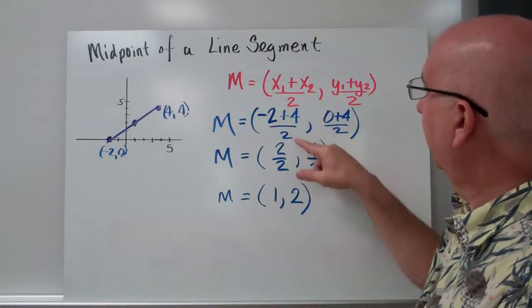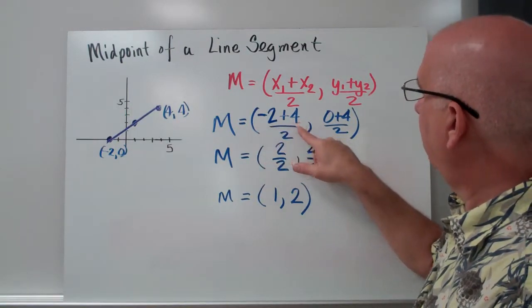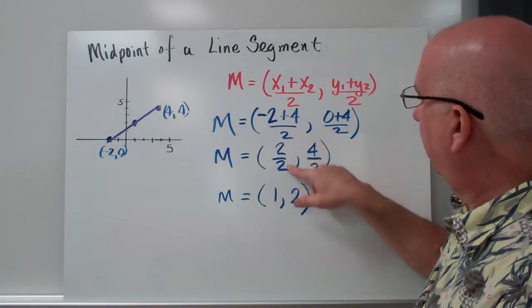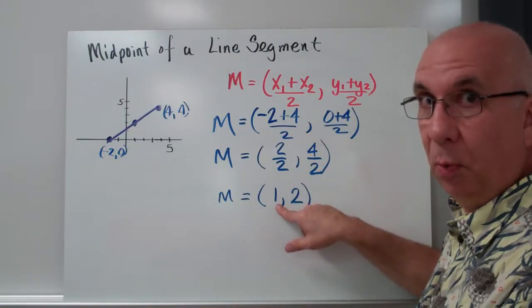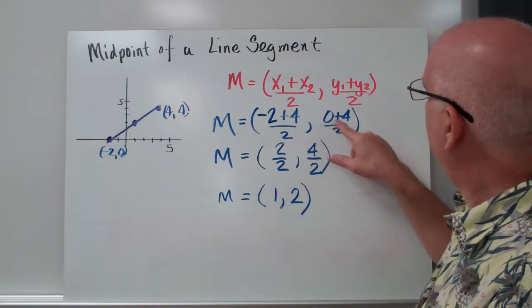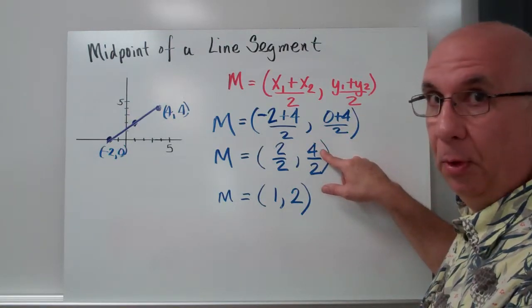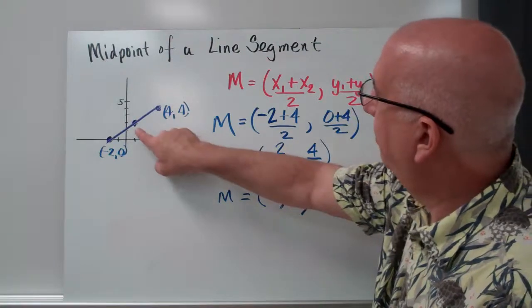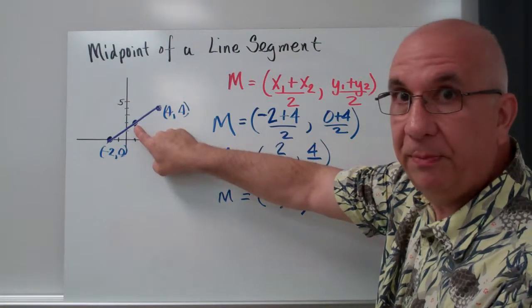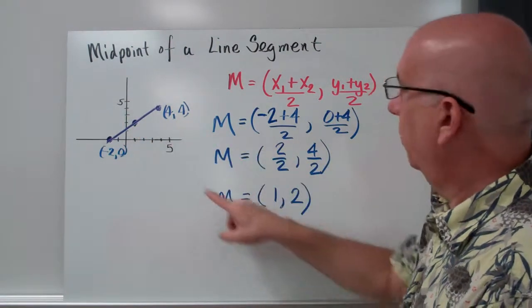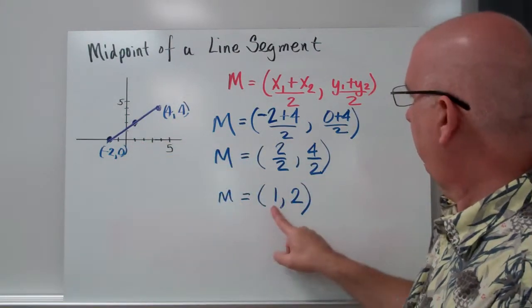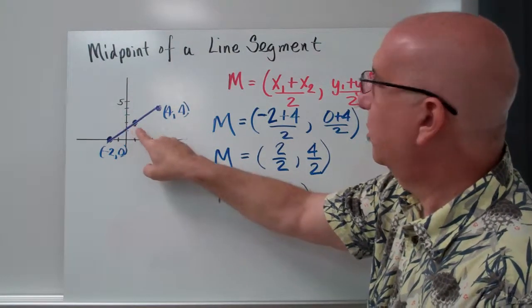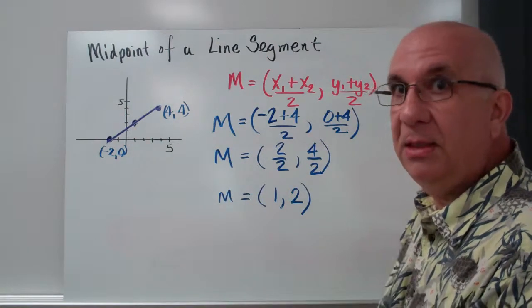And then we simplify. So minus 2 plus 4 is 2, divided by 2 gives us 1. 0 plus 4 is 4, divided by 2 is 2. So the midpoint, located right here, is the coordinate where x is 1 and y is 2. This is the midpoint.